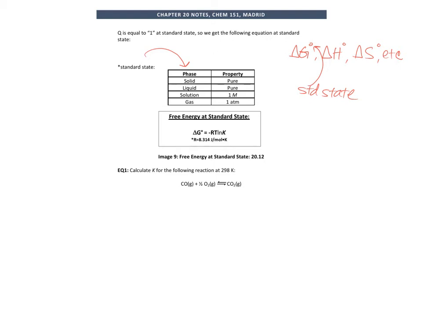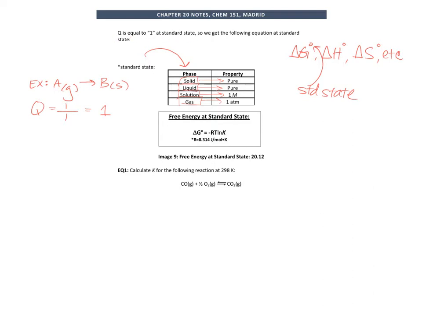If the phase is a solid, that means the solid is pure. If the phase is liquid, that means the liquid is pure. If it is a solution, that means it is at 1 molar concentration. And if it is a gas, that means it is at 1 atmosphere pressure. So plugging all those values in for Q, regardless of the reaction, would render Q to be equal to 1. So at standard state, Q is equal to 1.